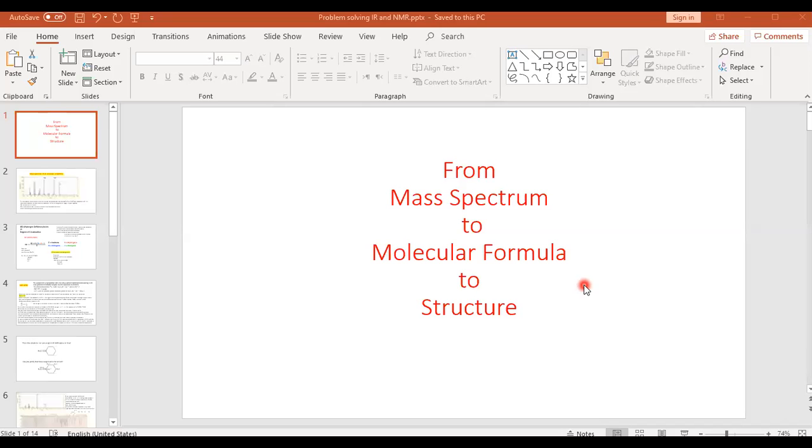From spectrum to molecular formula to structure. Dear students, today I am recording this lecture just to help you how to elucidate the structure of a given compound on the basis of the spectral data, on the basis of the spectroscopic data. So here we want to go from mass spectrum to molecular formula and from molecular formula to structure.